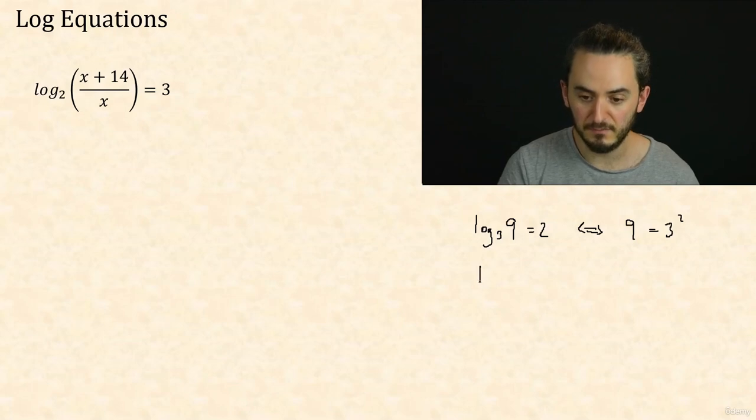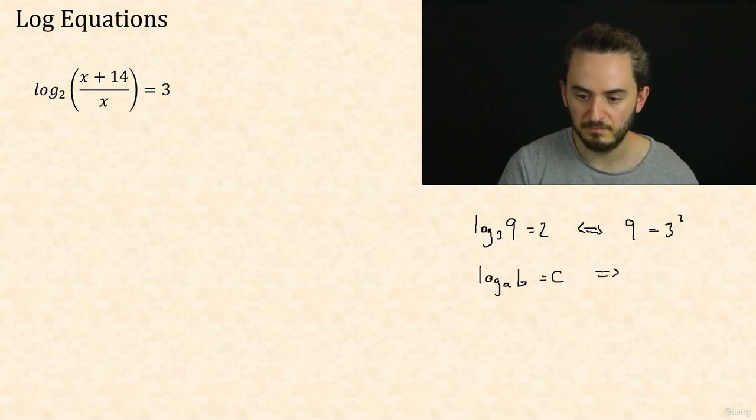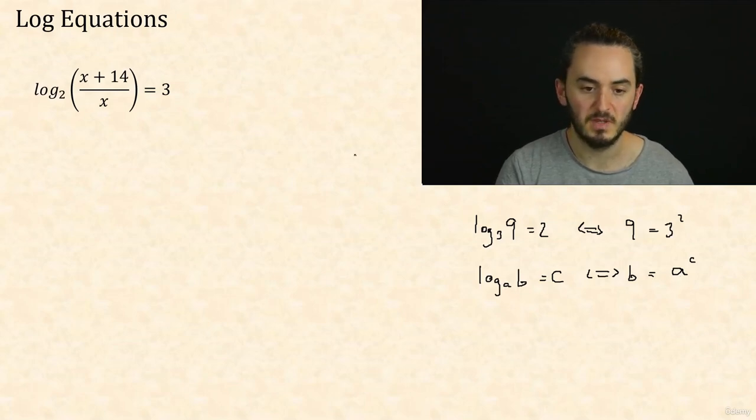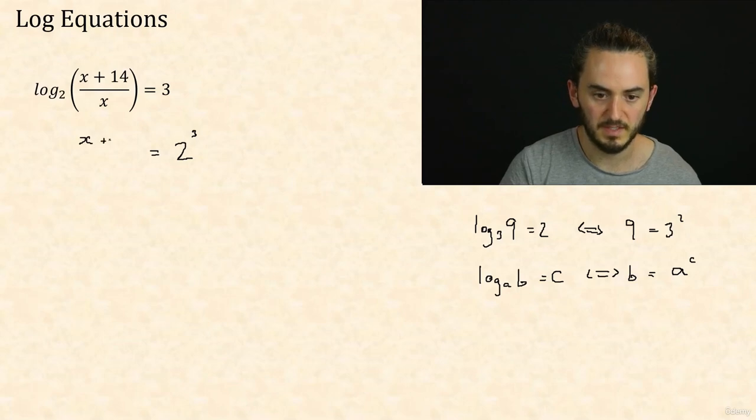In full generality it would be something like: if log base a of b equals c, then b equals a to the c. And you should try to keep track of your base here. This is log base a, and the base is the same over here. So we've got a base of 2 here, so we'll keep the base as 2, but it becomes the base of a power, and what we're left with is x plus 14 over x.